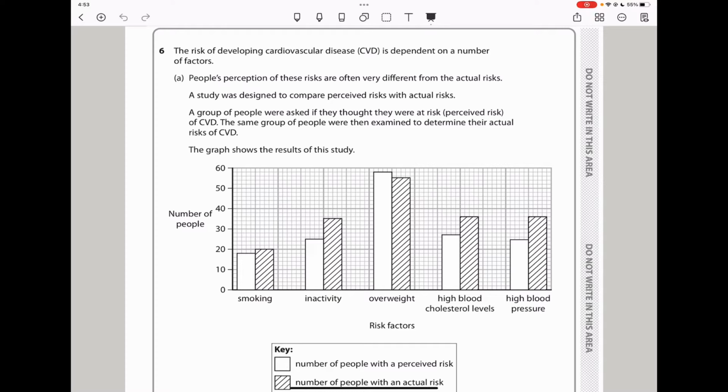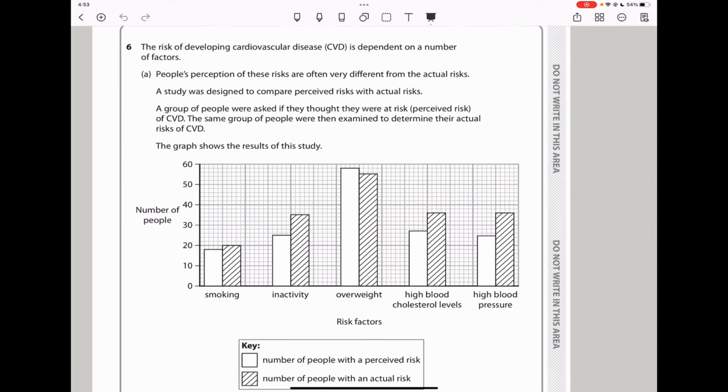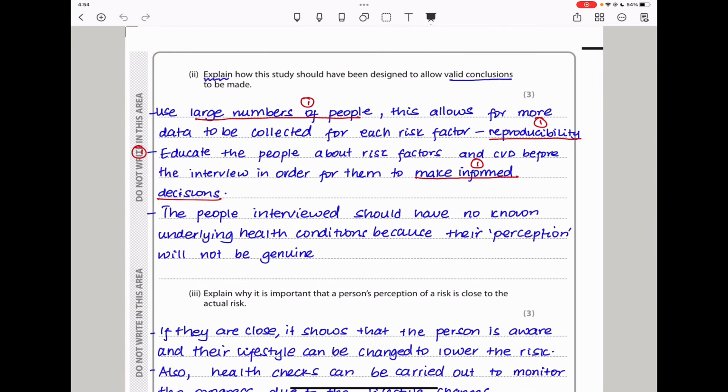People who are inactive, create a database that has more number of people that have been used for the experiment in order for you to have results that can be reproducible. So we will calculate the mean and therefore have data that is more valid or more dependable. So I said you use large numbers of people. This will allow for more data to be collected for each risk factor, and that can be as if the results have been reproduced.